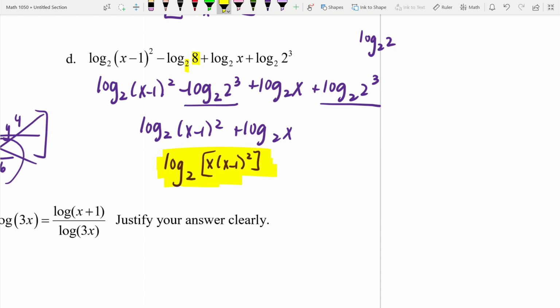Yes, sir? Could you put the x at the back? You could, it's just awkward. But yeah, it would not be wrong. I just always push it to the front because it's natural. Yeah, you could, but that would be fine.